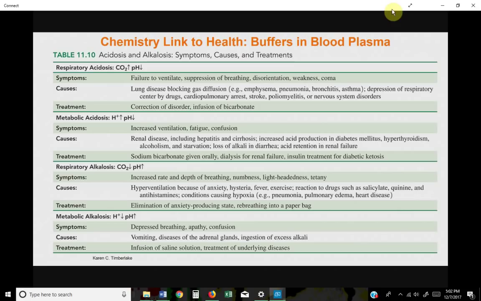Respiratory alkalosis, meaning that the pH is high, can come from having too little CO2 in the blood, and metabolic alkalosis occurs when we have too little acid in our blood. Okay, so take a look at the slide and become familiar with it, especially if you're going to be in the health profession. This is something that would be useful for you to remember.